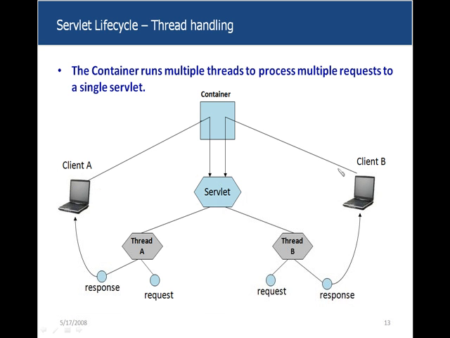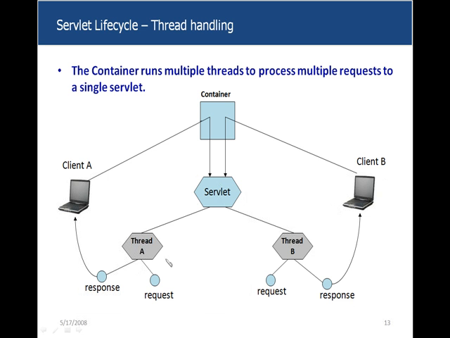Now at the same time client B makes a request to the Yahoo servlet passing the username as XYZ. So the container will now spawn another thread called thread B for this client B, and pass the request XYZ to the thread B. So thread A will process this request ABC, create a response for that, and send back the response to the client A. In similar fashion, thread B will take in this request XYZ, process the request, and create the response for XYZ and send the response to client B.